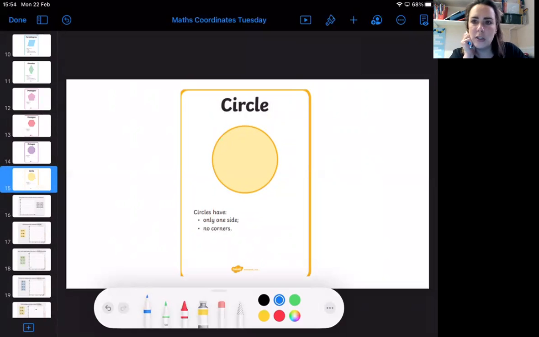After that reminder of 2D shapes, we're going to move on now to our work using coordinates today. So you will need to have your pencil and your piece of paper with you, and I will show you each slide and talk you through the activity, and then you can pause the video and have a go yourself, and that is the work that you will be uploading onto Dojo today.